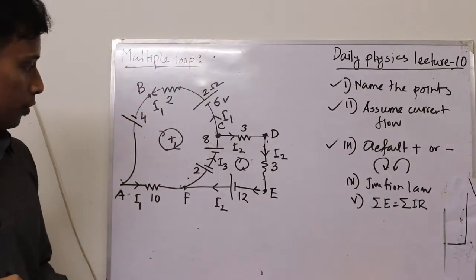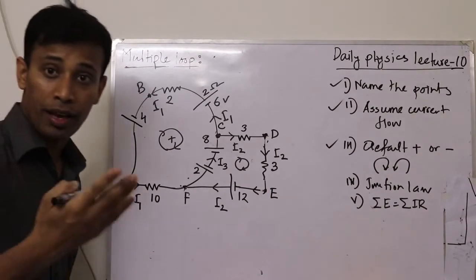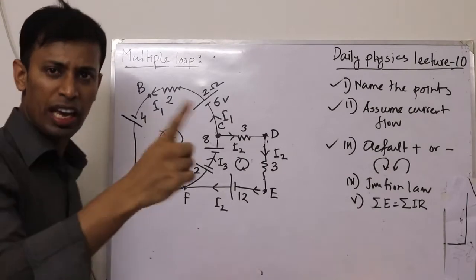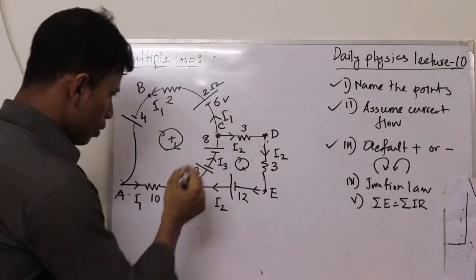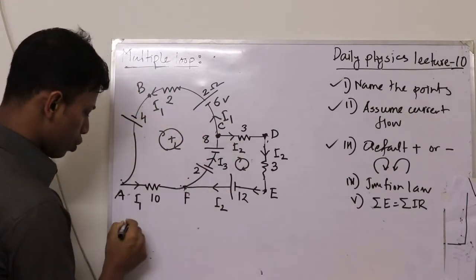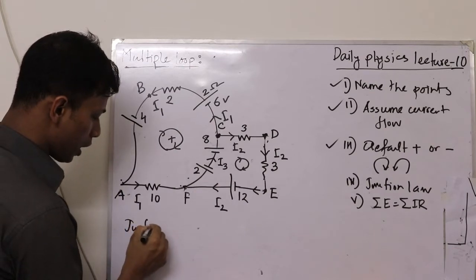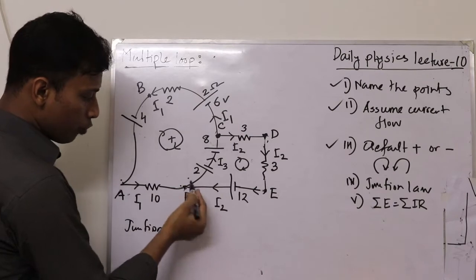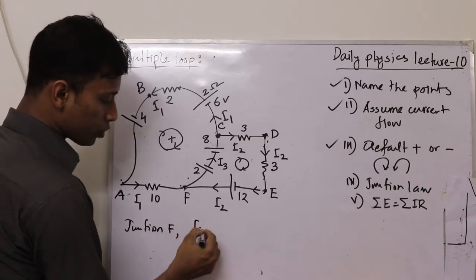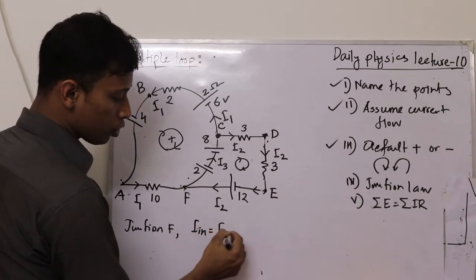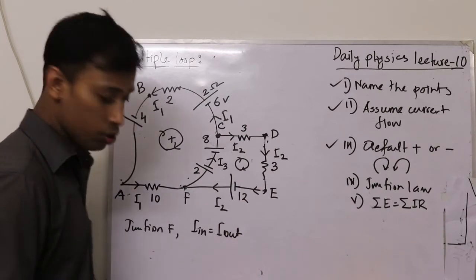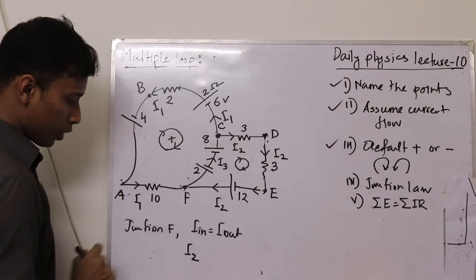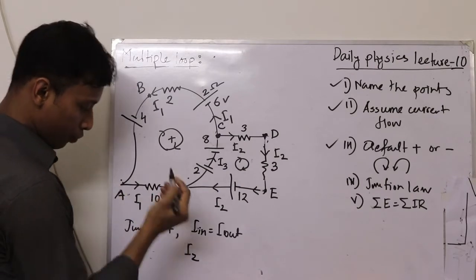Step 4, use a junction. So let's use F. Any one of them, doesn't matter. Or C, doesn't matter. So at junction F, what is here? I2 is moving in. We know Kirchhoff's junction law: I in equals I out. So here I2 is moving in towards F. I1 is also moving in.